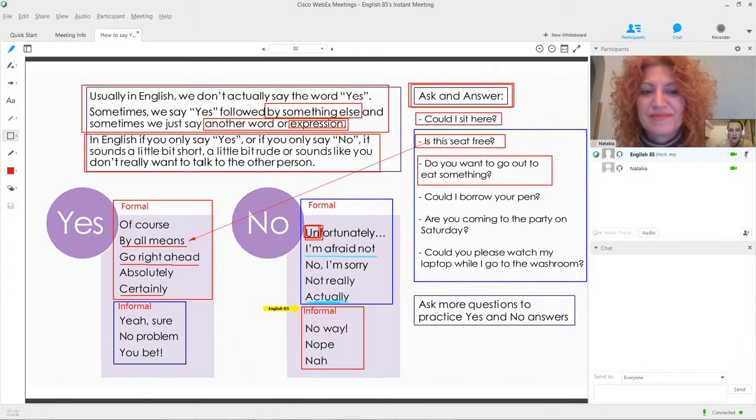Oh, hey Natalie, are you coming to the party on Saturday? Nope. Okay. Natalie, do you like high buildings? Yes, I like high buildings. Okay, but try to say no. No way. Okay, all right, good. Something like this.